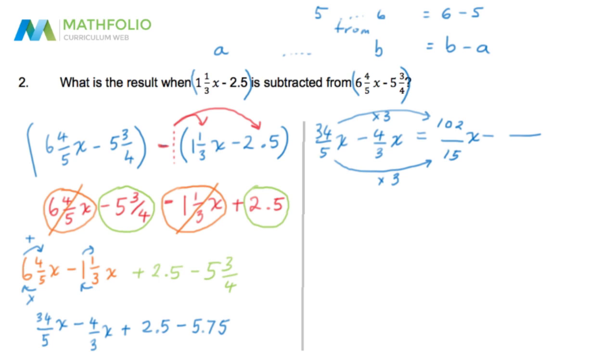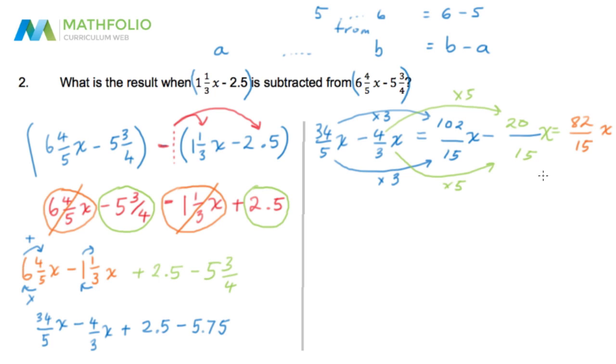Now, I'm going to change color just so this is a little clearer, to go from 4/3 x to also keep 15. We multiplied by 5. So we've got to do the same to the top. 4 times 5 gives us 20. And let's not forget the x as well. The result of this, 102 minus 20, is going to give us 82 all over 15x.